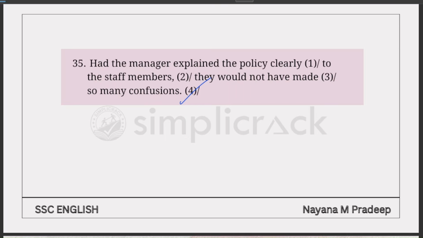What is wrong? Because confusion is actually an uncountable noun. So you cannot say confusions; you do not pluralize it. Similarly, many is a word that is used along with a countable noun. For example, you can say there are many books on the table, there are many pens on the table, there are many showpieces in that shop. So many is used along with countable nouns.